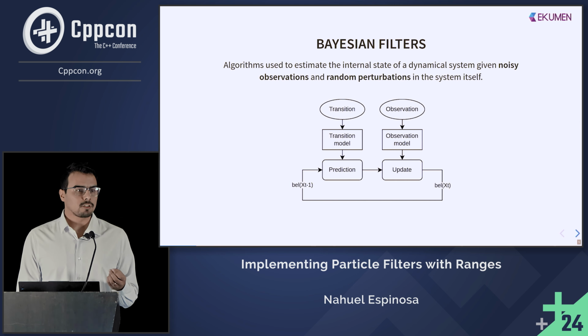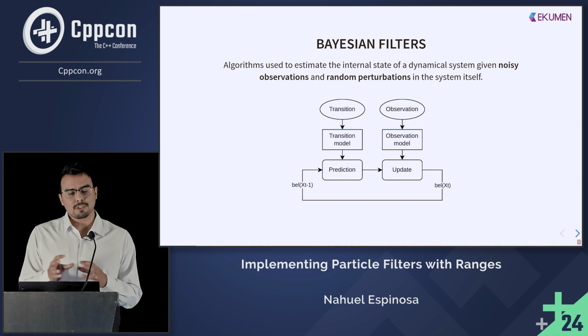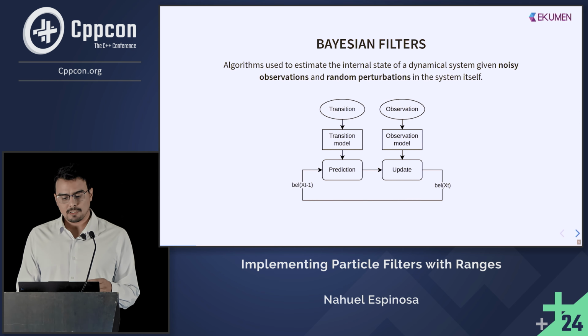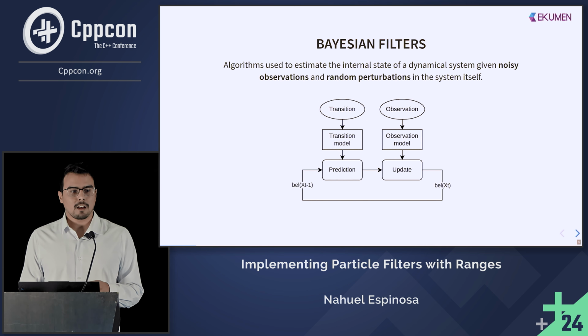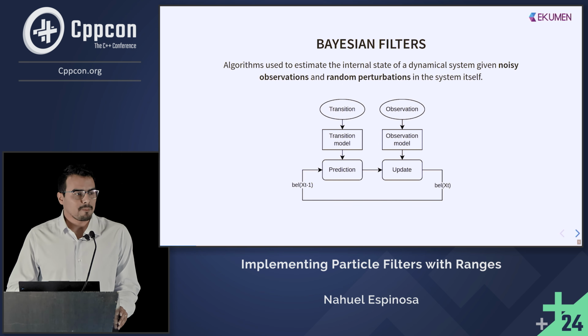The first step is called prediction, where we incorporate transition data for our state. And then there is the update stage, when we use observations from the environment to change our probability distribution. As long as we incorporate more information from the environment, we get closer to estimating the true state of our system.